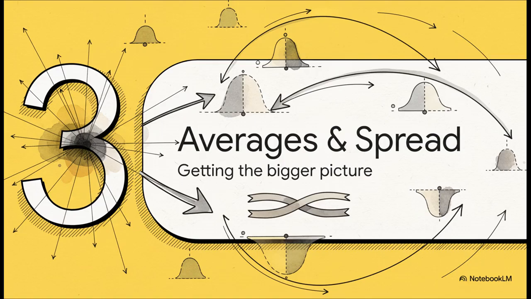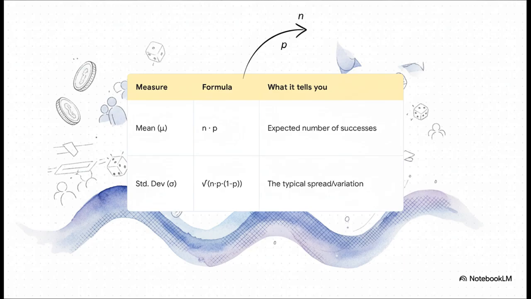Now, calculating the probability for every single possible outcome can be a little tedious. A lot of the time, you just need the big picture, right? Like, what's the average result going to be, and how spread out is the data? Luckily for us, there are 2 super simple shortcuts for that. And seriously, the best part is that these formulas are surprisingly easy. The mean, which is just the expected number of successes you'd get, is literally just n times p. That's it. The standard deviation, which tells you how much the results typically vary, also has a really straightforward formula. These are fantastic for getting a quick snapshot of what to expect from your experiment.